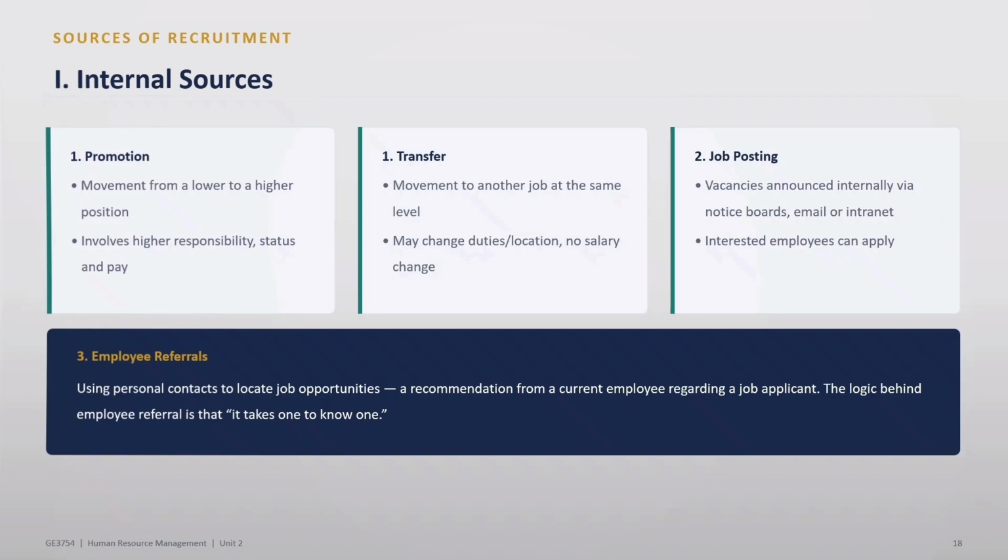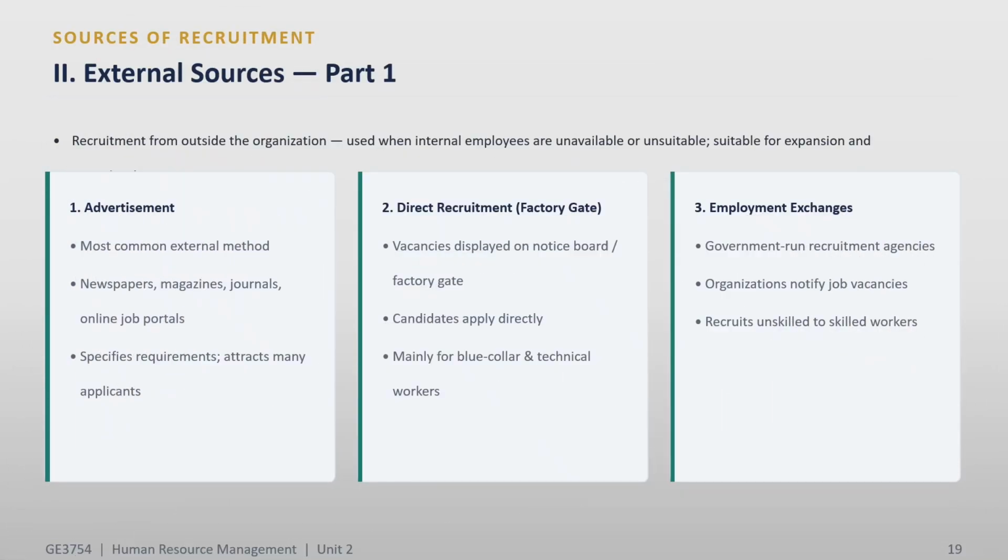Another internal source is job posting. In this method, available vacancies are announced internally through notice boards, emails, and the organization's website. The final source shown here is employee referral. The basic idea behind employee referral is that existing employees may know suitable people who have the required skills. Therefore, internal recruitment allows an organization to make use of its existing employees and their capabilities before looking outside the organization.